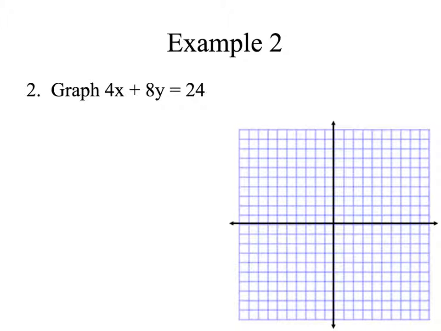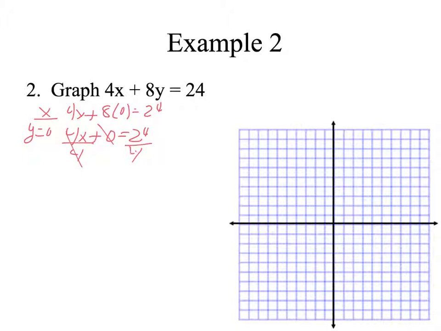Looking at another one, same process. I'm going to find my x and my y intercepts. Starting with x, I'm going to have y equals 0. So 4x plus 8 times 0 needs to equal 24. 4x plus 0 equals 24. The 0 goes away. Divide each side by 4. We get x equaling 6, which is 6, 0 as my ordered pair.